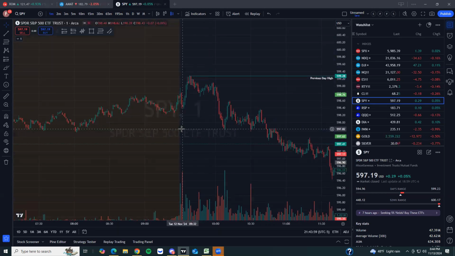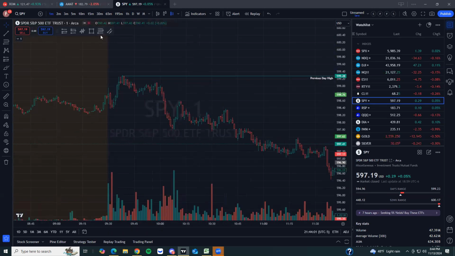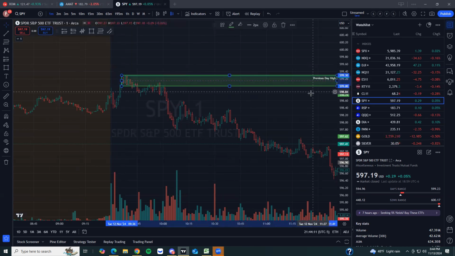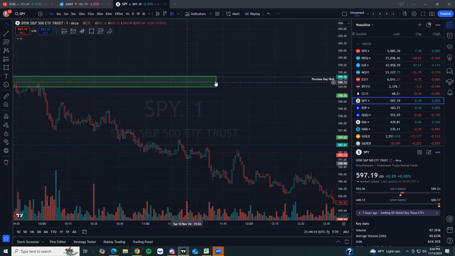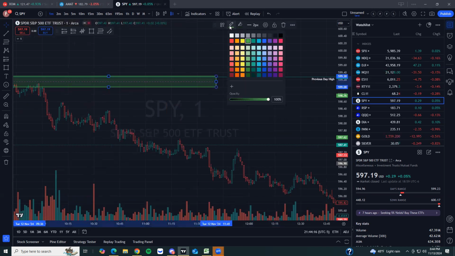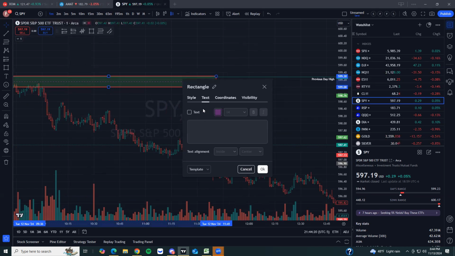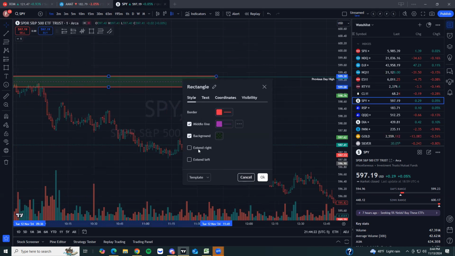There's liquidity sitting up here, right? So if I had to draw a nice little box, let's just do it from here. Let's change it to red to make sure it knows it's resistance. And we're going to extend this all the way right.